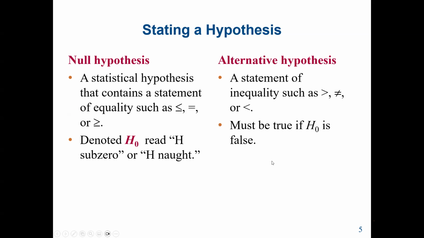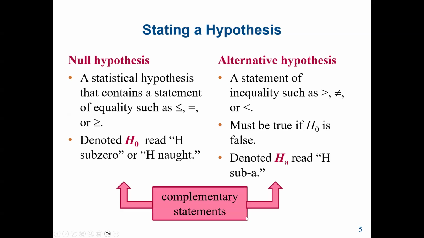HA must be true if H0 is false. The complement of H0 is HA. If HA is false, H0 then must be true. The other way around also. And also here we are going to use the symbol HA to represent the alternative hypothesis. We are going to pronounce it as H sub A. H0 will be H naught.